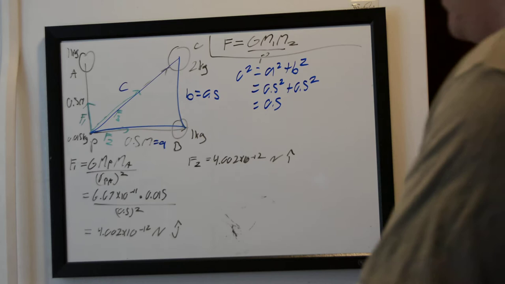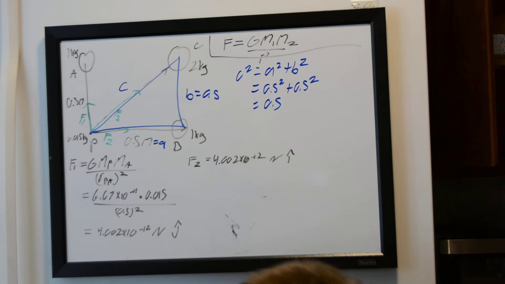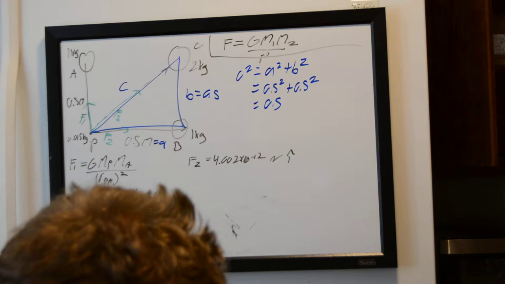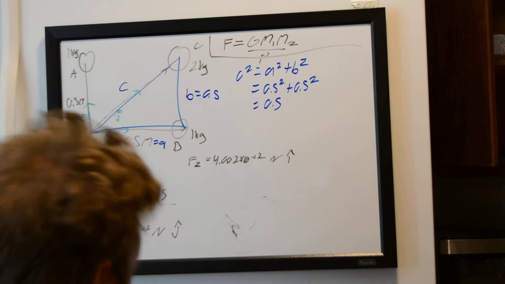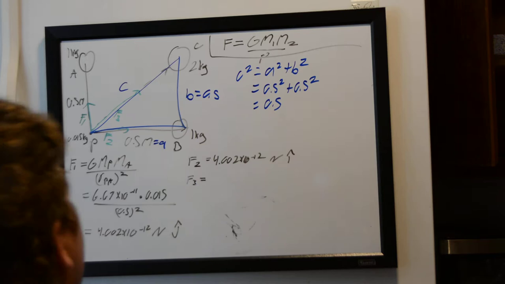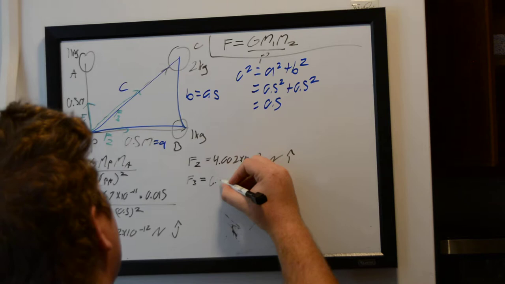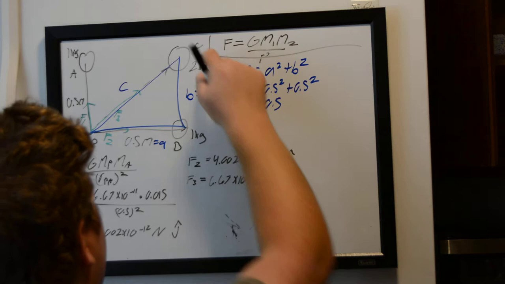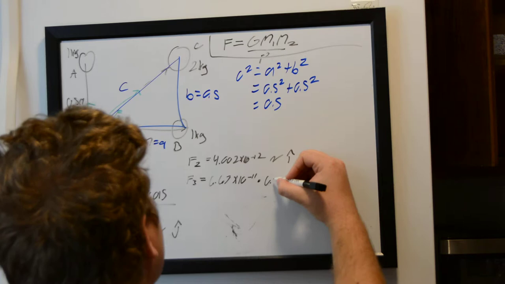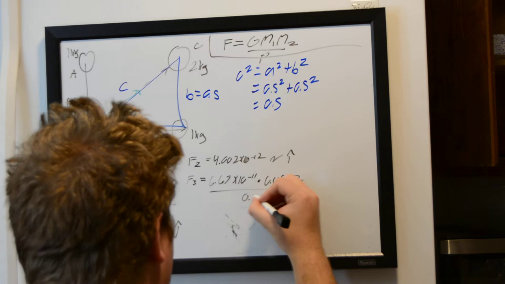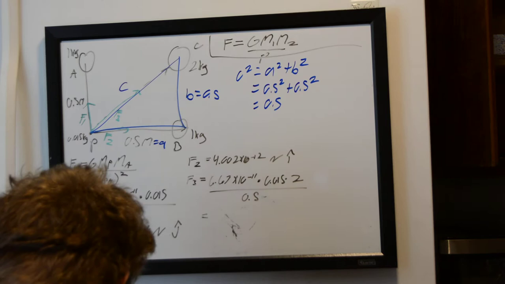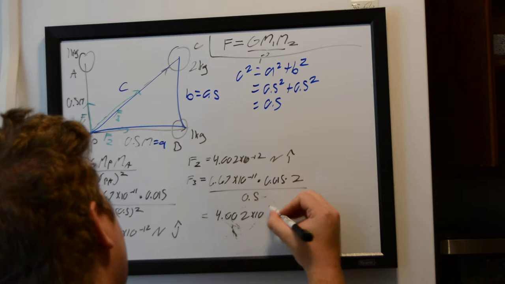We have two of those, that's 0.5. So, let's dig right in. We know that the force is going to be, so let's go ahead and write our force 3 here, is equal to our gravitational constant, the 6.67 times 10 to the negative 11, times the mass of particle P, just for continuity, 0.015, times the mass of particle C, which is 2, divided by 0.5, that's our R squared. And then that actually comes out to be 4.002 times 10 to the negative 12 newtons.